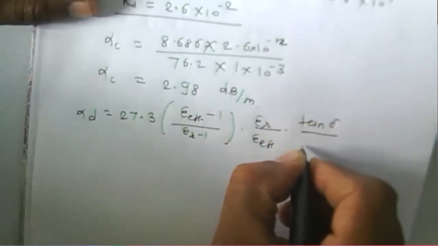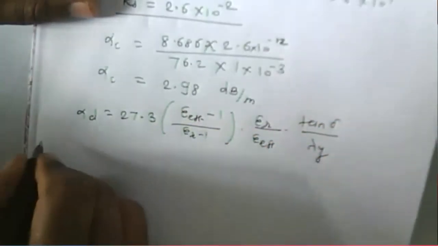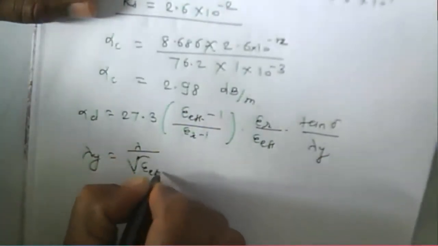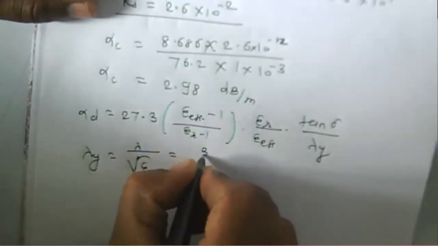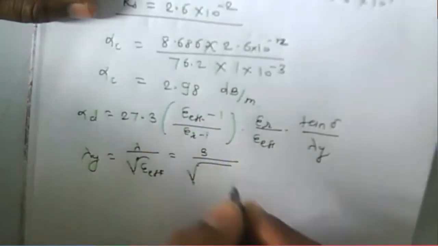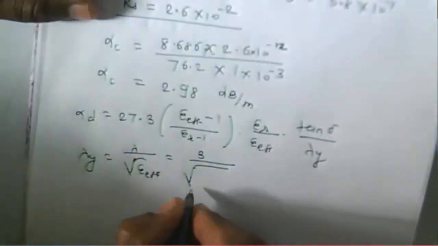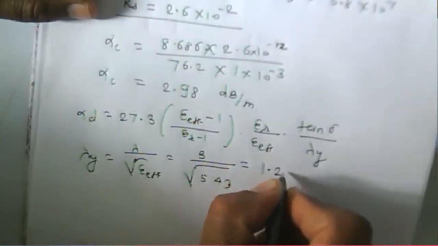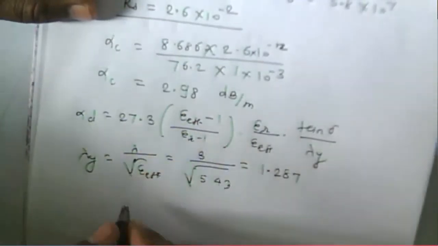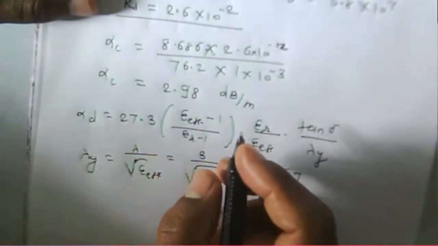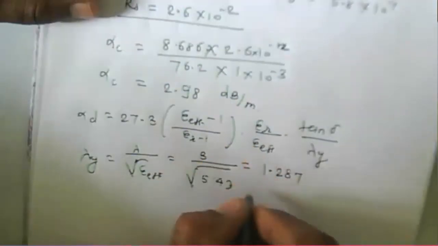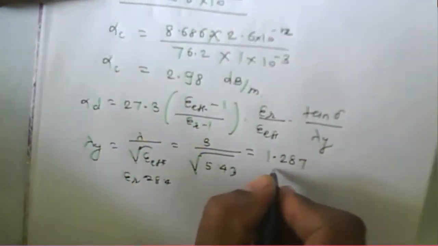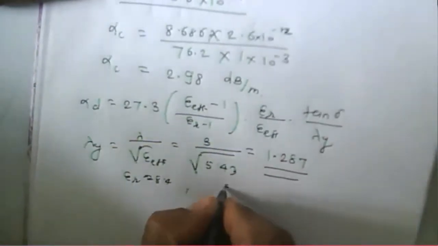Similarly, you can calculate the dielectric loss alpha D, which is 27.3 times (epsilon effective minus 1) divided by (epsilon R minus 1), into epsilon R by epsilon effective, into tan delta by lambda g. Lambda g is equal to what? Lambda by under root of epsilon effective, which is equal to 3 by under root of epsilon effective.